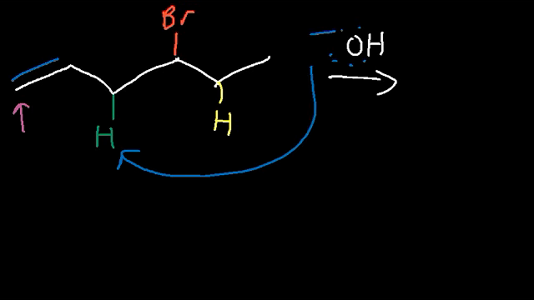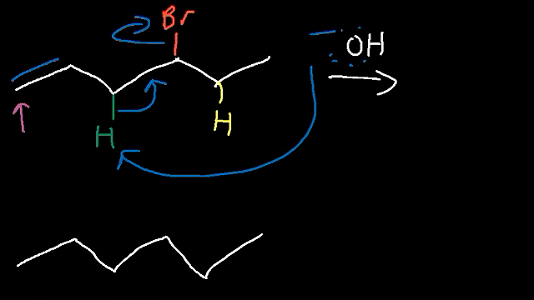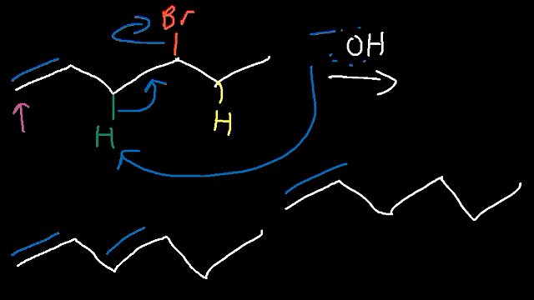So as it goes for the green hydrogen, we're going to form a double bond, and then the Br is going to leave. And we're going to get a product that looks like this. Now, if we were to remove the yellow hydrogen, the product would look like this. Which product is more stable? The one on the left or the one on the right?